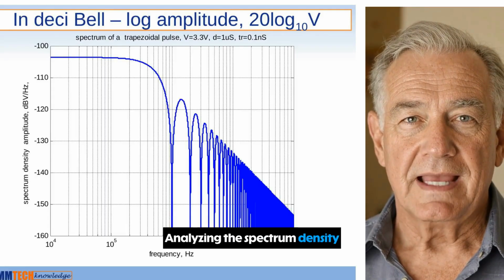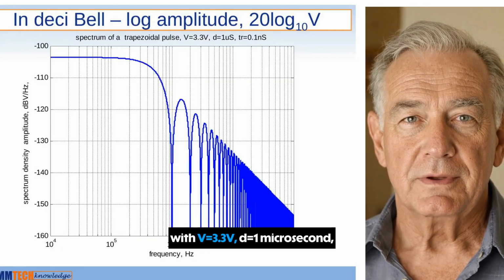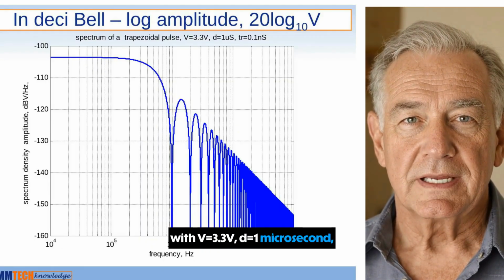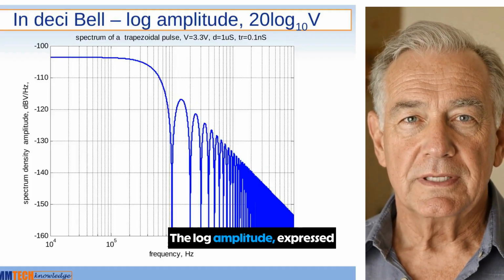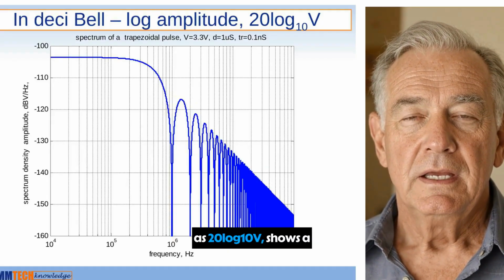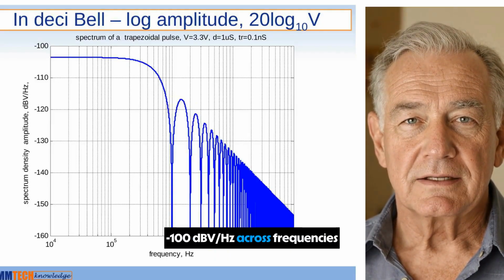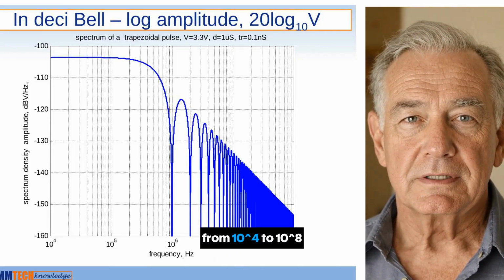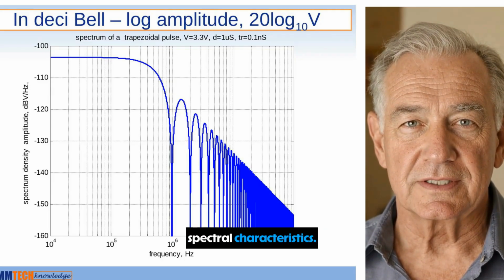Analyzing the spectrum density amplitude in decibels, we observe a trapezoidal pulse with V of 3.3 V, d equal to 1 microsecond, and tr of 0.1 nanosecond. The log amplitude, expressed as 20 log10 V, shows a range from 160 to 100 dBV/Hz across frequencies from 10^4 to 10^8 Hz. This highlights the pulse's spectral characteristics.